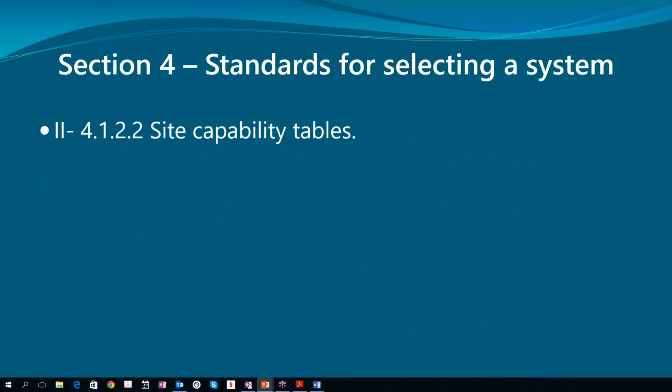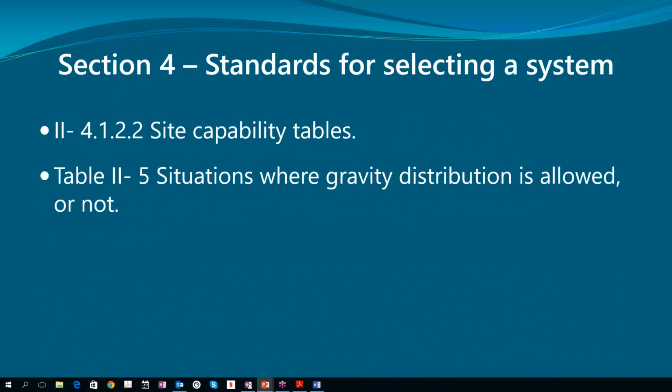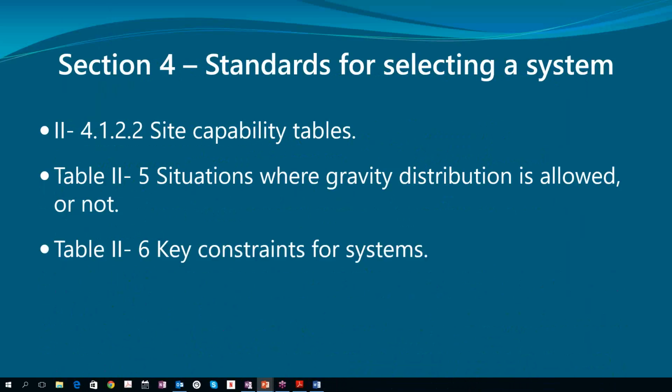Standards for selecting a system. Once again, I'm starting to get stretched for time, but I would just encourage you to look at those site capability tables. Table 2.5 talks about whether gravity is allowed or not. 2.6 has key constraints for systems around slope and floodplains and some other stuff. Table 2.7 talks about soil constraints.